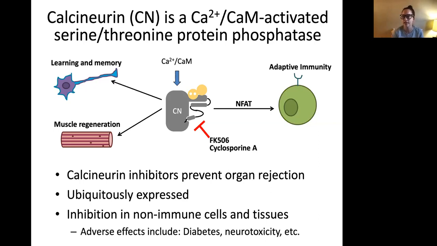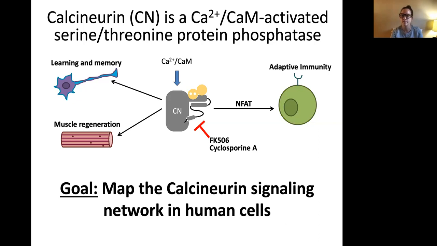So these side effects are likely due to inhibition of calcineurin in non-immune tissues. And so we hypothesize that identifying and mapping the spectrum of calcineurin substrates and regulators in human cells would not only allow us to map the human calcineurin signaling network, which is just a really interesting basic cell biology question, but also to maybe begin to elucidate the underlying molecular bases of these diverse side effects that patients experience when on immunosuppressant drugs.